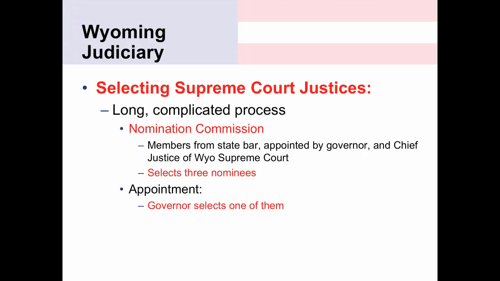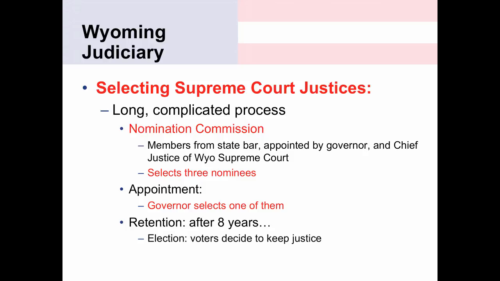The governor can only select one of those 3 nominees chosen by the nomination commission. Again, this is different from the federal level, where the President of the United States can pick anybody he wants. And as long as that person can get a majority of votes in the Senate, that person becomes a Supreme Court justice. Here in Wyoming, there's a nomination commission that chooses the nominees for the governor, and the governor selects one of them. Finally, after 8 years, there's an election. And a majority of the public is required to re-up or retain that justice.